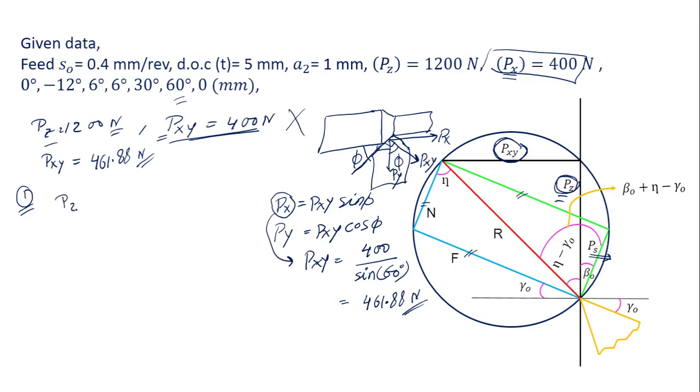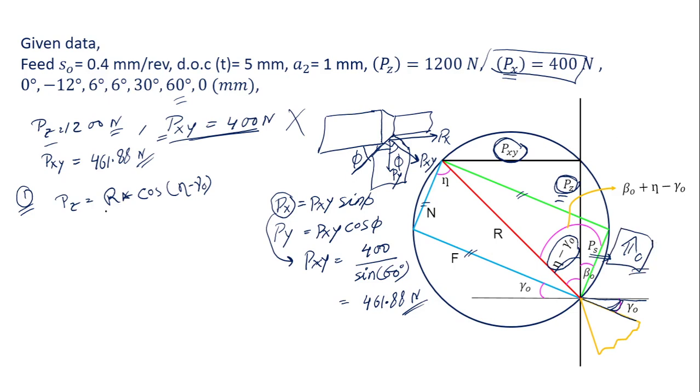So I can write Pz is equal to R into cos of eta minus gamma naught, because this is the Pz and this is the Pxy. The angle between Pz and Pxy is eta minus gamma naught, where eta is the friction angle and gamma naught is the orthogonal rake angle. You can see this is the orthogonal rake angle. This is my reference plane, and this is my rake surface. This angle is the orthogonal rake angle, because whatever view we have drawn here is on the orthogonal plane.